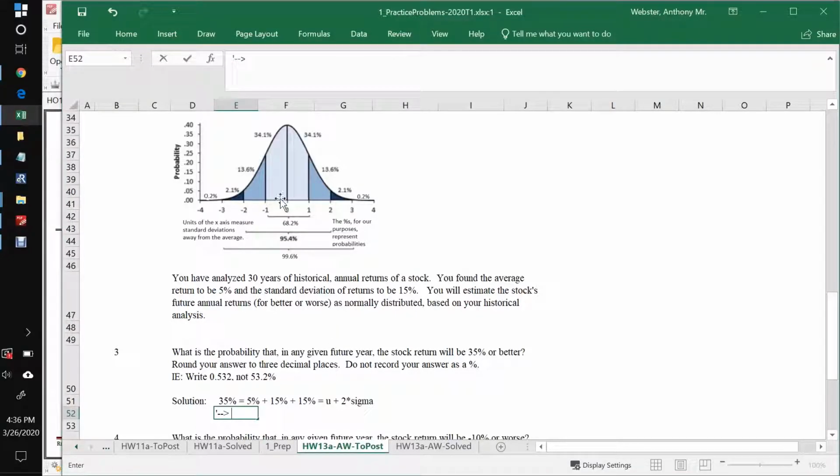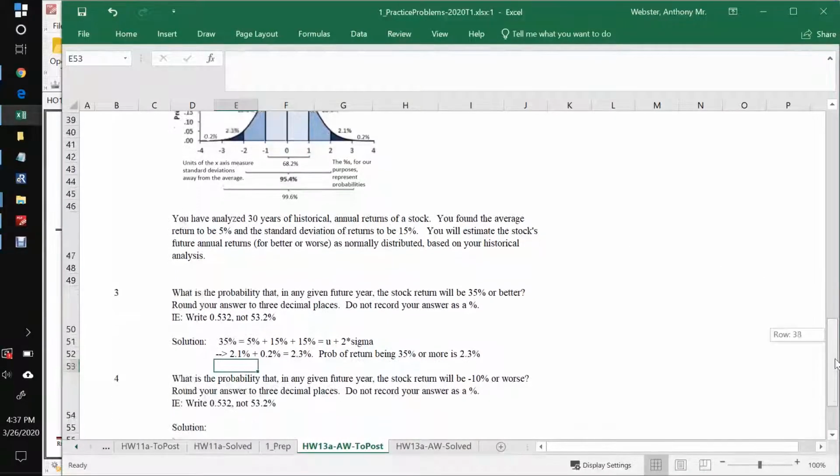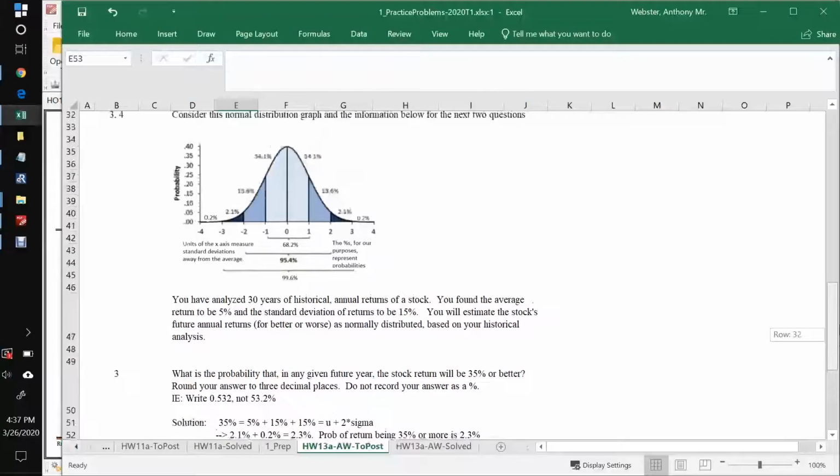Okay, so I need to go 2 standard deviations above the expected value. Here's 1, here's 2. So the probability that I need is going to be the area under the curve up here. So that's simply going to be 2.1% plus 0.2%, okay? And in most circles, that's 2.3%, okay? So the probability of return being 35% or more is 2.3%. Okay, so this is very important that you understand this, so please take some time with that.